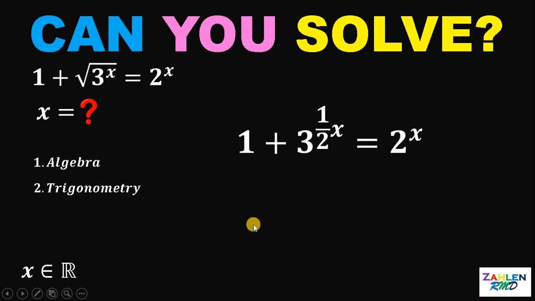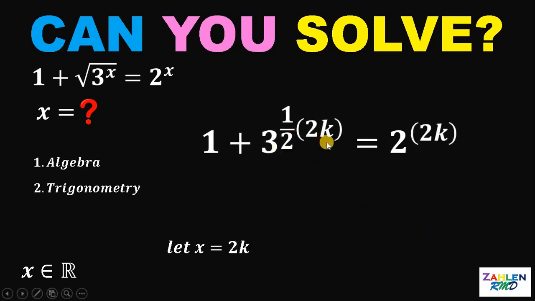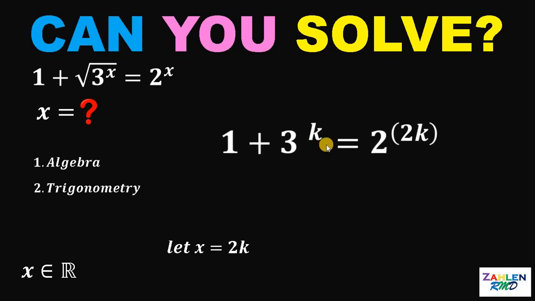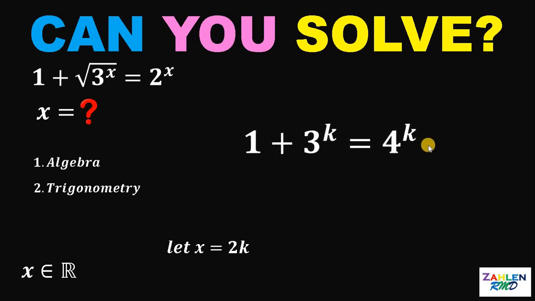Now at this point, we need to let x be equal to 2 times k. Now the question is, why do we choose 2k? The reason is to cancel out the rational exponent right here. So now, let x be equal to 2k. Now 1 half times 2k, this is just k. And on the right hand side, 2 raised to 2k is simply equal to 4 raised to k.